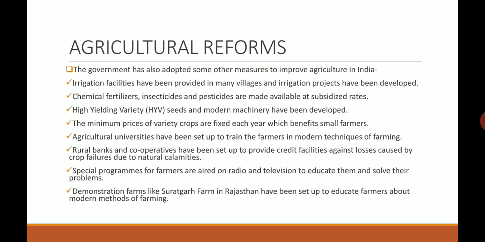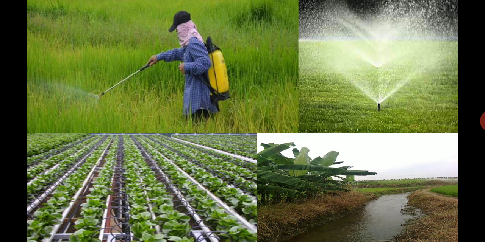There is a demonstration farm which is located in Suratgarh in Rajasthan. It has been set up to educate different farmers about how they could use the latest farming methods, and with minimum investment they can get maximum output.